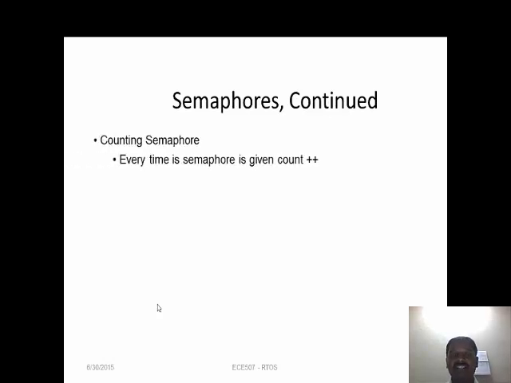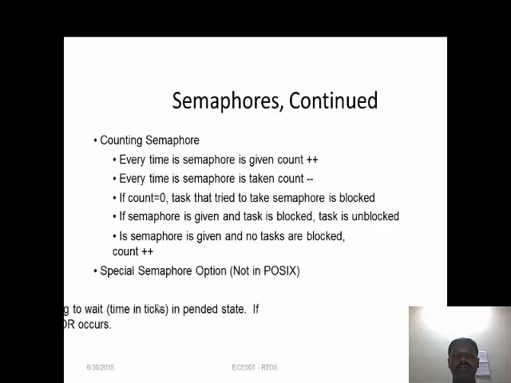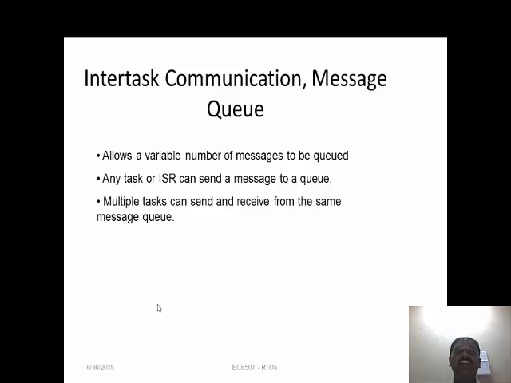There are actually various semaphores, of which the binary semaphore, also referred to as mutex, is the one primarily deployed. Counting semaphores, where it can count up or down. Message queue allows a variable number of messages to be queued. There is a function that has to pass information to the other function. You can use message queues, mailbox as a point over here. Any task or interrupt service routine can send a message to a queue, basically.